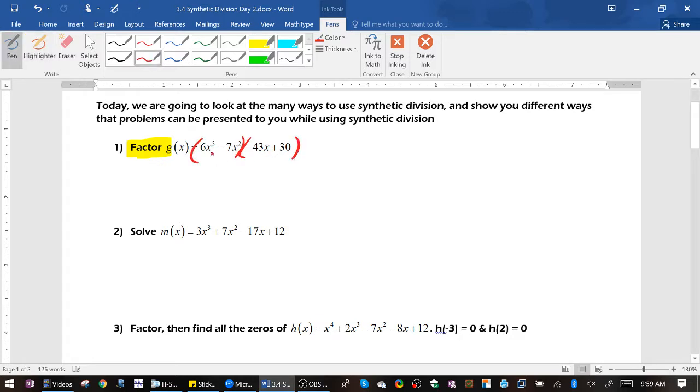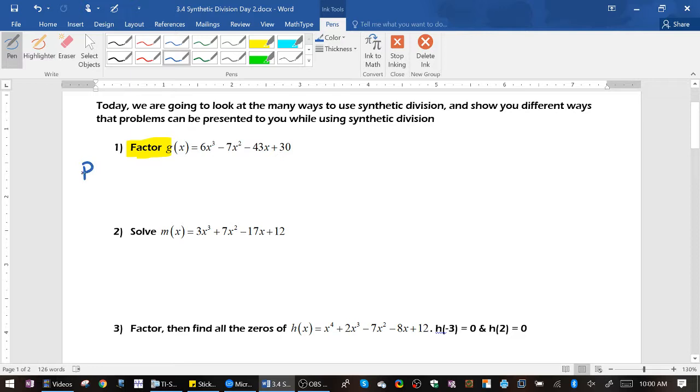Now, it's kind of easy to realize that over here you can probably end up with 6x minus 7, but over here you're not going to get 6x minus 7. So factoring will not work by grouping. So we have to have another alternative, and that alternative is to use synthetic division.